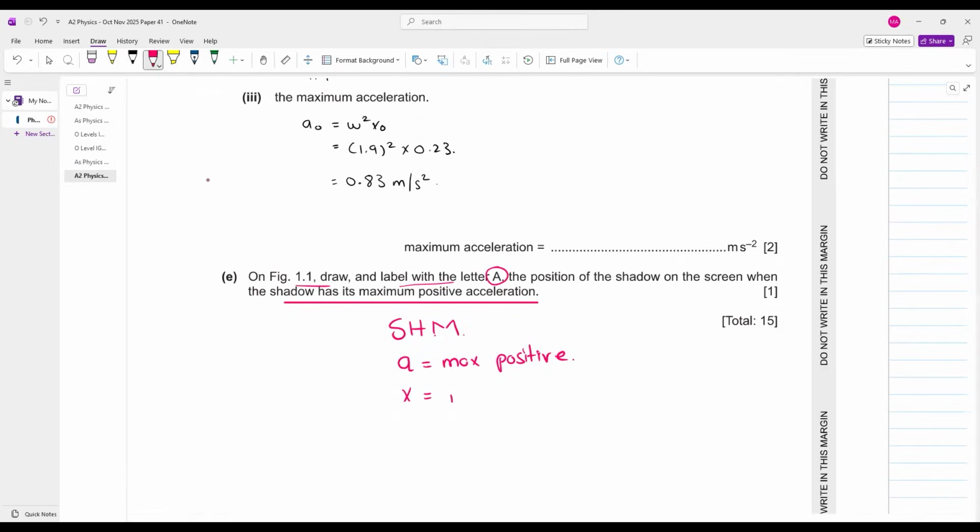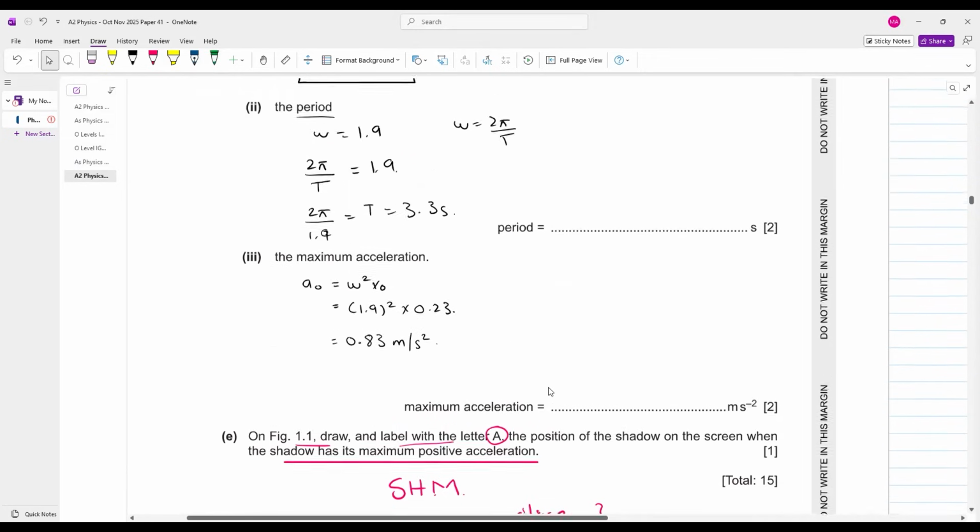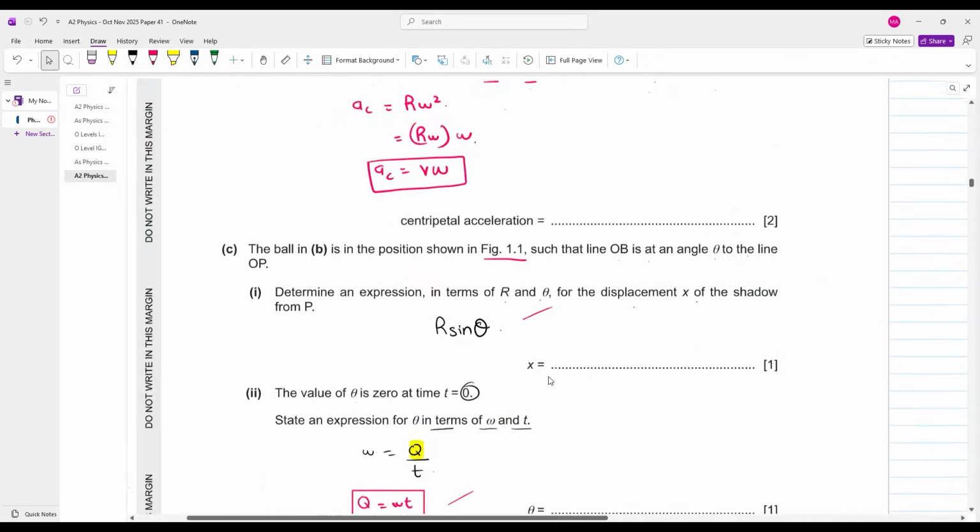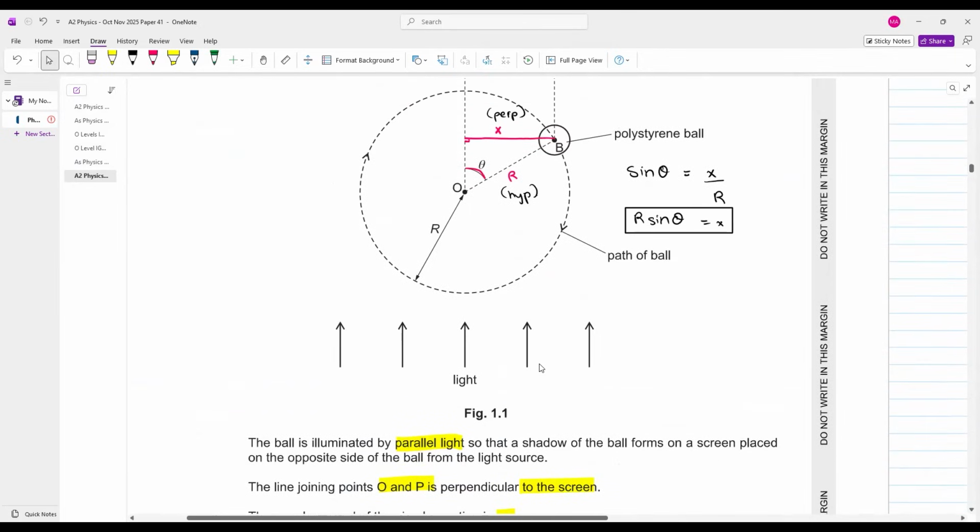Displacement will be maximum negative. बेटा, simple harmonic motion में acceleration and displacement used to move in opposite direction. If you want to have the acceleration in the maximum positive direction, the displacement will be in the maximum negative direction. Sir, where can we have the maximum negative displacement?